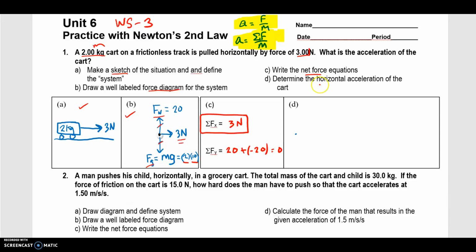And now what determines the horizontal acceleration? Well, I can specify horizontal acceleration with a subscript. Acceleration equals the sum of the forces in the x horizontal direction divided by mass. In this case, it would be 3 newtons, and the mass of the cart is 2 kilograms, and acceleration horizontally therefore equals 1.5, and the units are going to be meters per second squared.